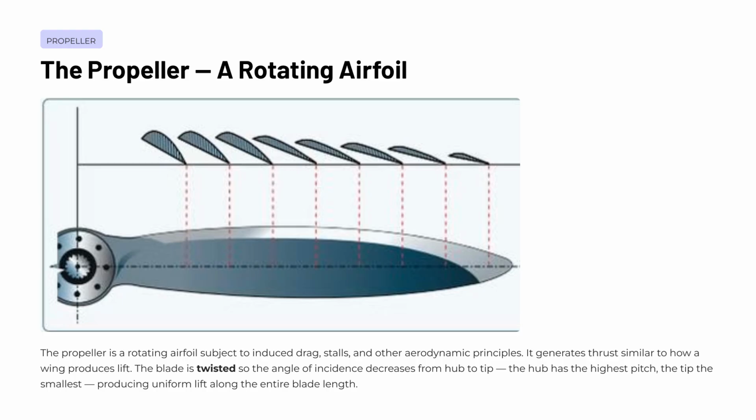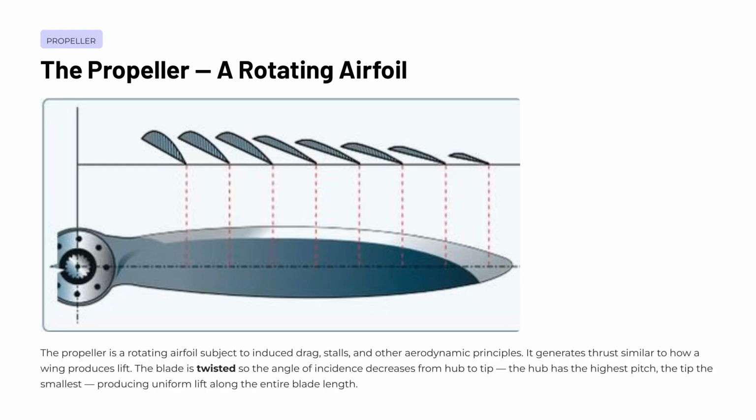The propeller is not simply a spinning blade. It is a rotating airfoil, and understanding it as such is fundamental to grasping how it functions. Just like a wing, the propeller is subject to induced drag, the possibility of stalling, and all the same aerodynamic principles that govern flight surfaces. Rather than producing lift in the traditional vertical sense, the propeller converts that aerodynamic force into thrust, pulling or pushing the aircraft forward through the air.